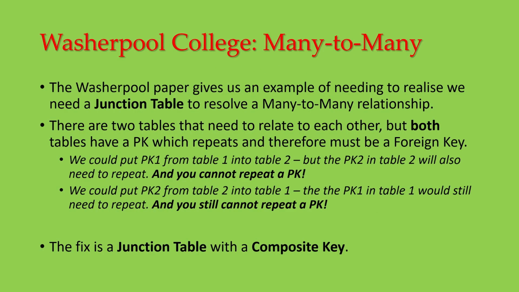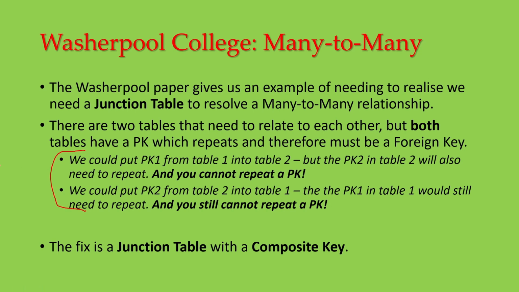Washerpool College many-to-many. This paper gives us an example of needing to realize we need a junction table to resolve many-to-many. There are two tables that relate to each other, but both tables have a PK which repeats, and therefore each one must be a foreign key. So when you've got a many-to-many, you've got two foreign keys. Why don't we just put one inside the other table and skip the junction table? Well, I explain here why we can't do that.